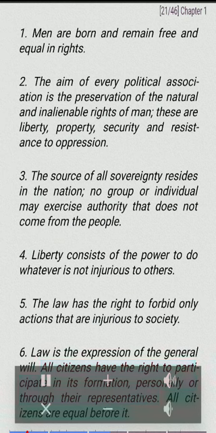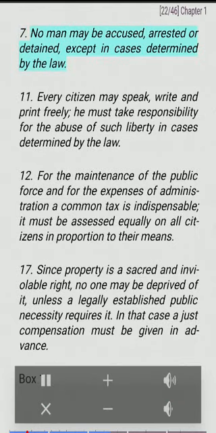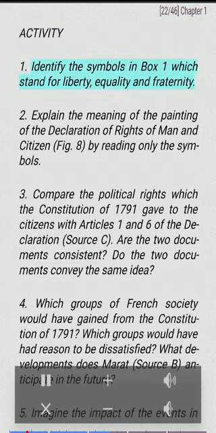6. Law is the expression of the general will. All citizens have the right to participate in its formation, personally or through their representatives. All citizens are equal before it. 7. No man may be accused, arrested, or detained, except in cases determined by the law. 11. Every citizen may speak, write, and print freely. He must take responsibility for the abuse of such liberty in cases determined by the law. 12. For the maintenance of the public force and for the expenses of administration, a common tax is indispensable. It must be assessed equally on all citizens in proportion to their means. 17. Since property is a sacred and inviolable right, no one may be deprived of it, unless a legally established public necessity requires it. In that case, a just compensation must be given in advance.